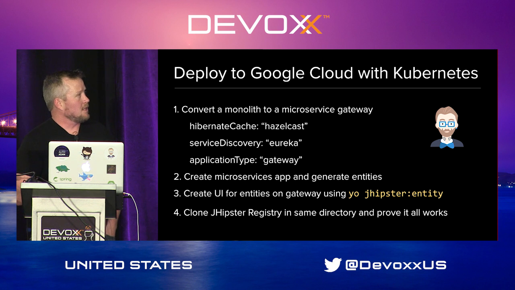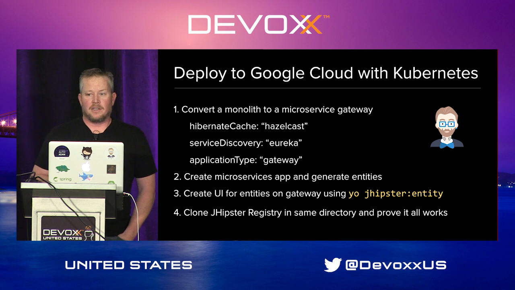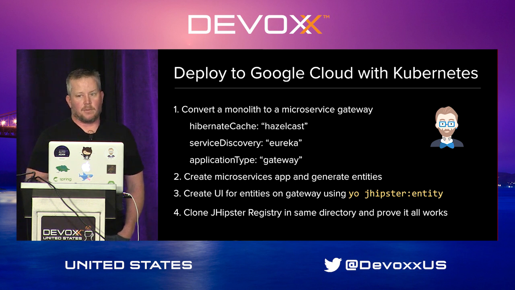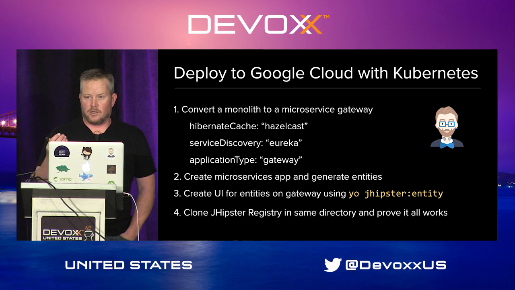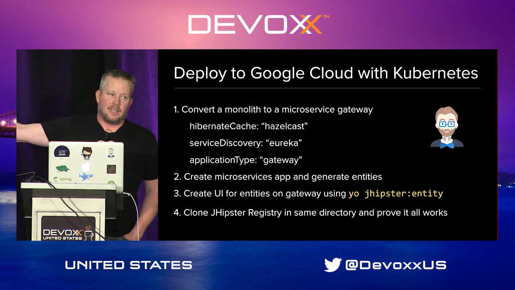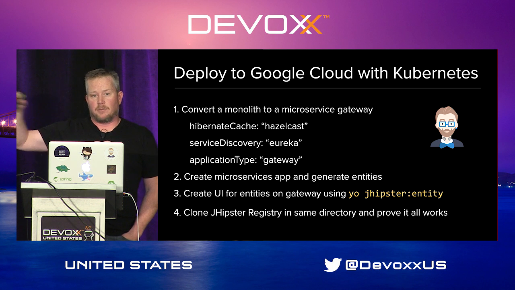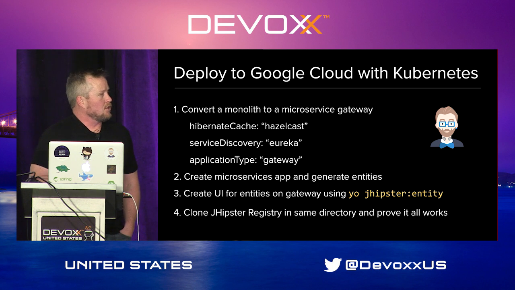You can basically take your monolith and change just a few properties in a .yo-rc JSON file. That is the metadata for the project that JHipster uses when it generates the project, so it has all the choices that you made. And then you can create a microservices app and generate the entities, but your microservice is in the back end and it needs a UI. So that UI sits on your gateway and it talks to that microservice in the back end, and I'll show you how to do that.